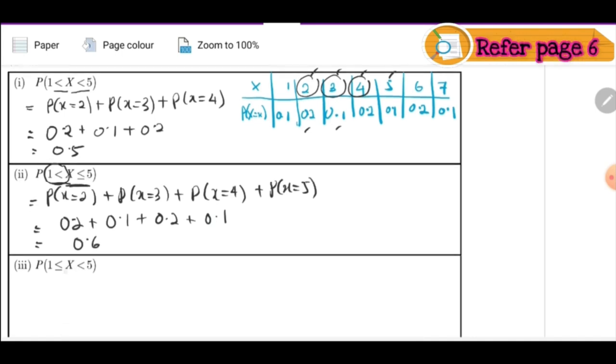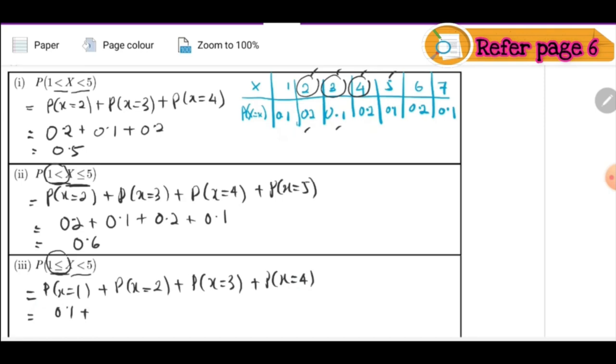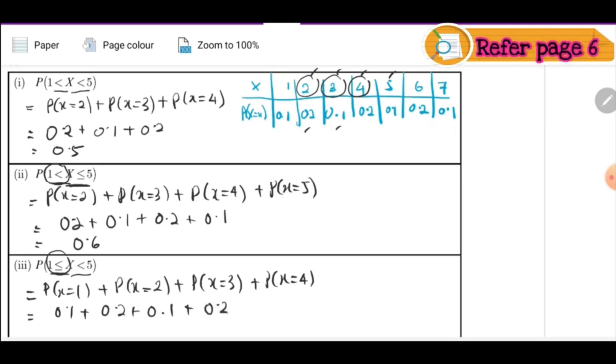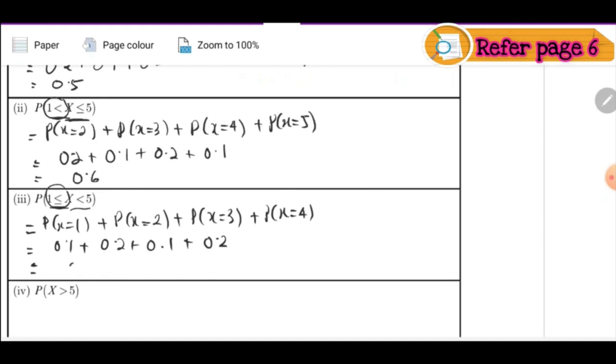Okay, question number 3. Find the probability when x is less than 5 but greater than or equal to 1. So here it means include 1. So we must start from 1 until 4. So P(x=1) plus P(x=2), P(x=3) until P(x=4). When x equals 1, the probability is 0.1. When x equals 2, it is 0.2. When x equals 3, it is 0.1. And when x equals 4, it is 0.2. So the answer is 0.6.